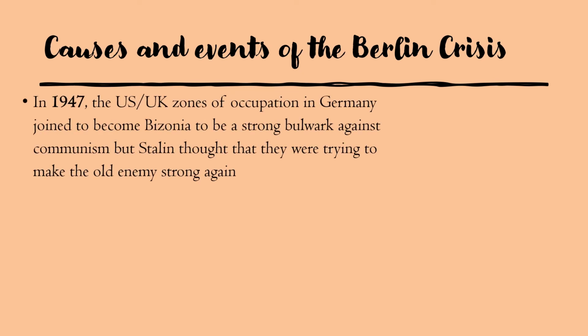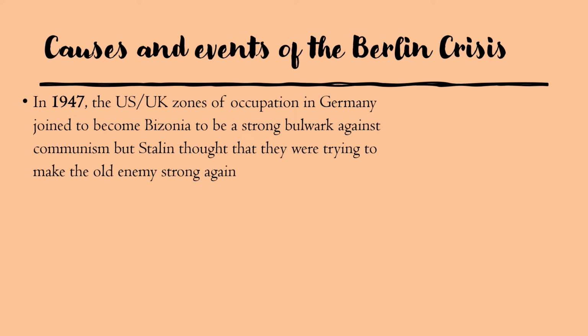In 1947, if you remember, after the war, Germany was split up into 4 different zones of occupation: for America, for Britain, for France, and for the Soviets. And the American and the British zones of occupation decided to join together to become what they called Bizonia, and to be a strong bulwark against communism. Because if those 2 zones recovered well economically, then communism was less likely to spread through to Western Europe.